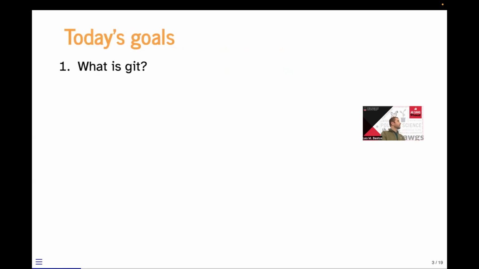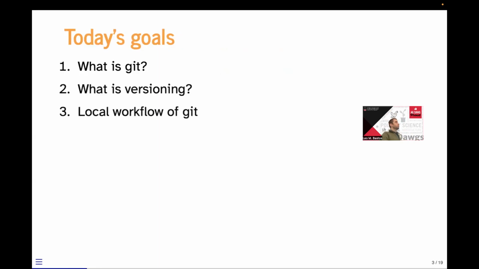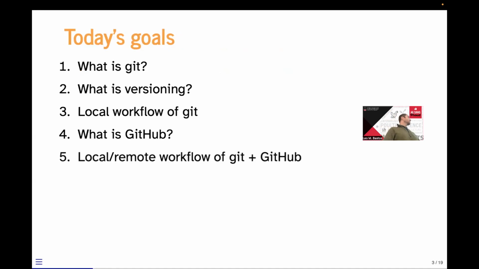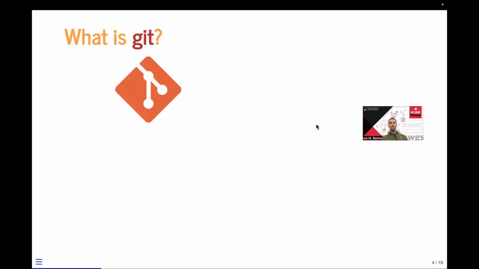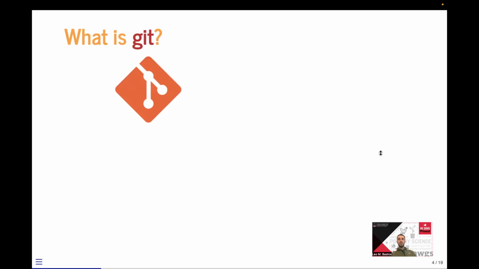All right, so the goals of this presentation are to talk a little bit about what Git is, what versioning is, and how we work locally with Git, and then get into the GitHub side of things. So what is GitHub? How do we work both locally but also remotely, and what workflows do we use to combine both Git and GitHub? Then we're going to set up Git and GitHub workflows in RStudio, with some tips and resources that I have for you. All right, so to begin with, what is Git?